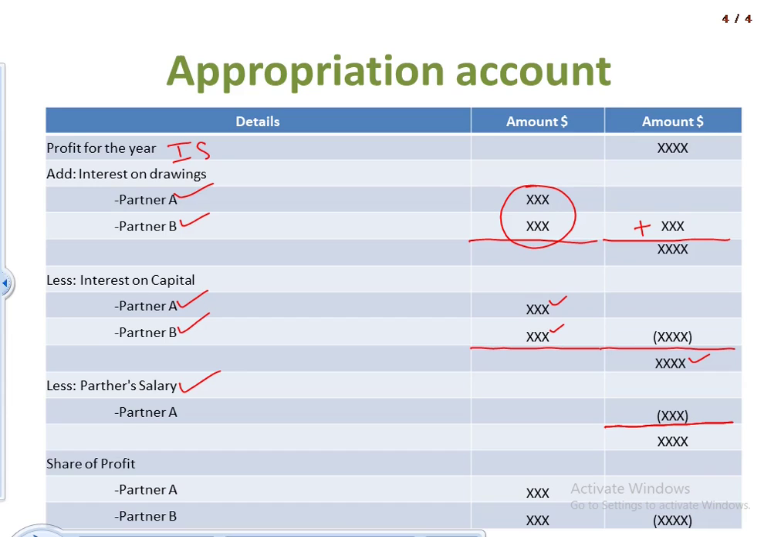Now, that amount will be shared amongst partners in the profit sharing ratio. Sometimes it could be a loss, sometimes it could be a profit. So in this case, it is profit. Partner A and partner B get their share as per their described ratio. We add these two amounts, and this amount should be equal to this amount so that we don't have any balance remaining in this account.